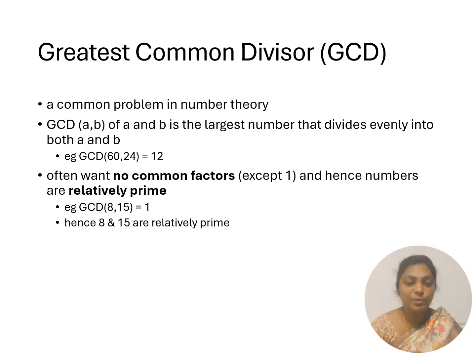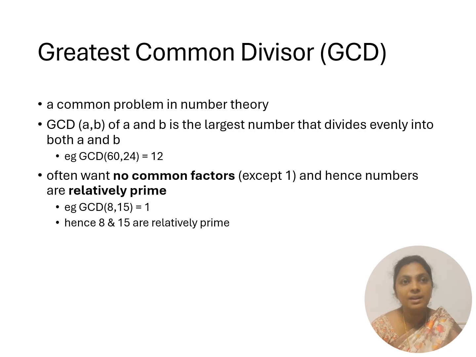This is a common problem in number theory. When A and B are two numbers, the GCD of the two numbers is the largest number that divides evenly into both A and B. For example, the GCD of 60 and 24 is 12. If there are no common factors except one, they are called relatively prime numbers.